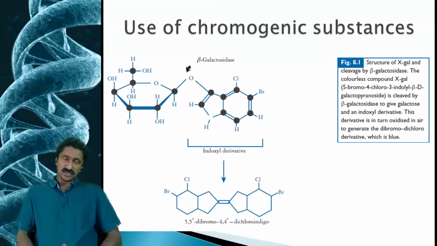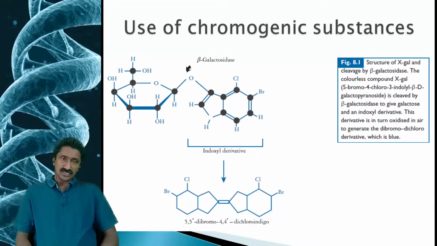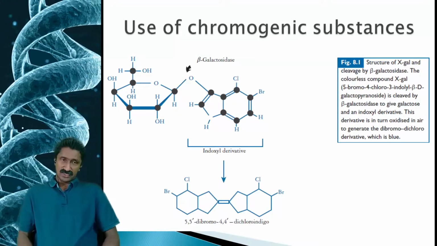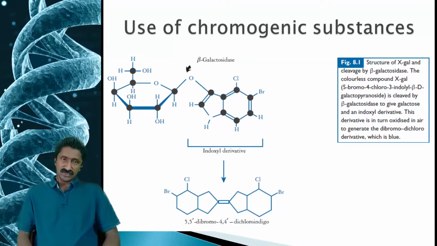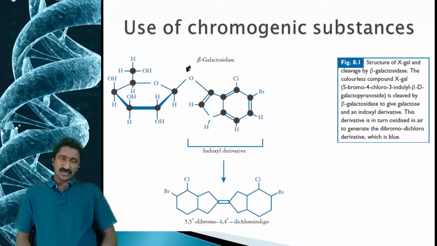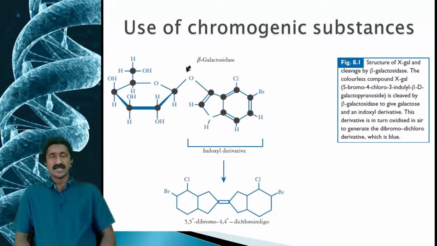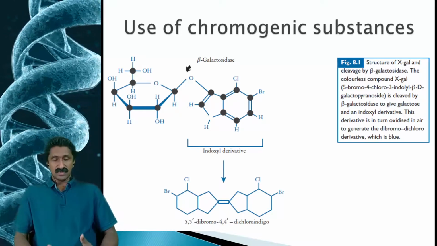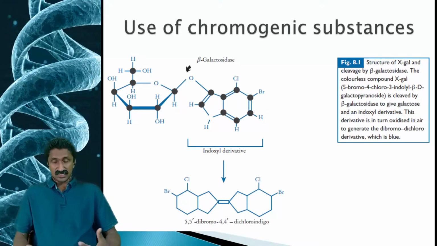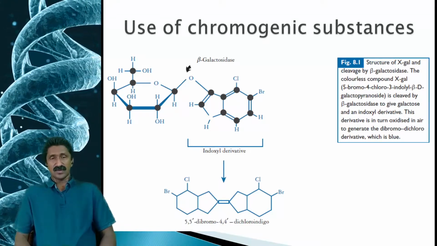So this is the basis of beta-galactosidase induction by X-Gal, which is a chromogenic substance that is used for such selection or selection based screening of rDNAs.